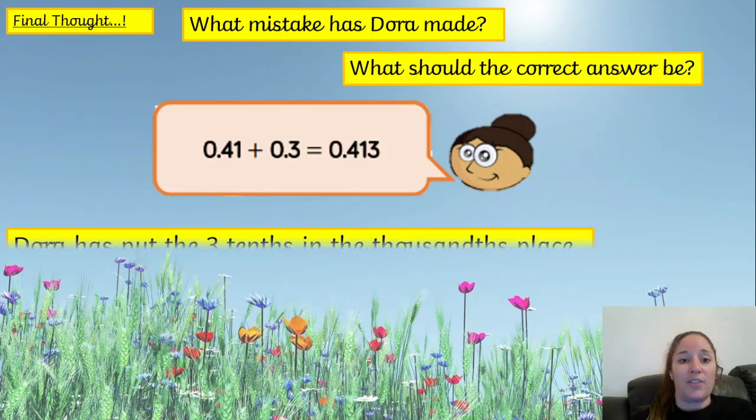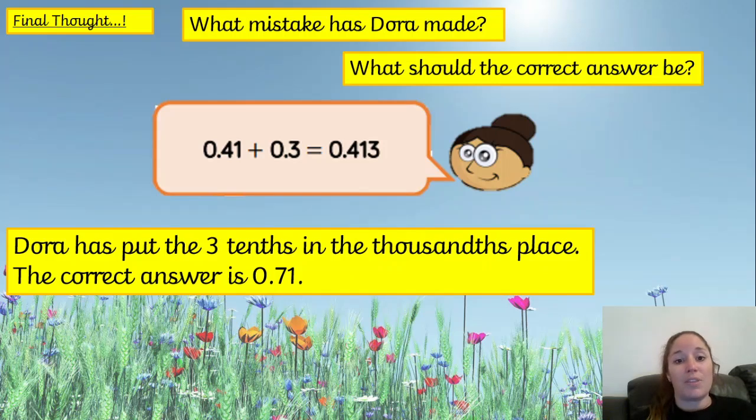Okay, well in actual fact, Dora has put the 3/10 in the thousandths place. So the correct answer should be 0.71, because this is a tenth and the 4 is a tenth. So 0.3 and 0.41 is 0.71. So brilliant job if you noticed that.